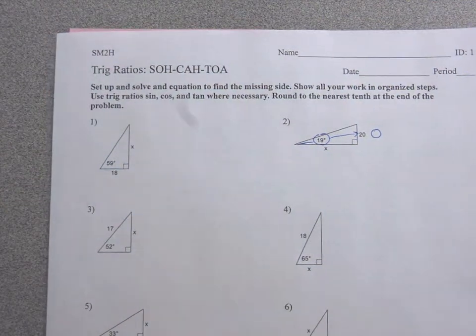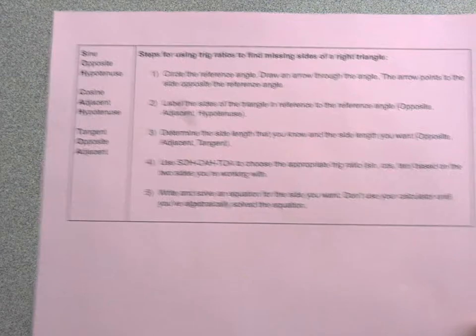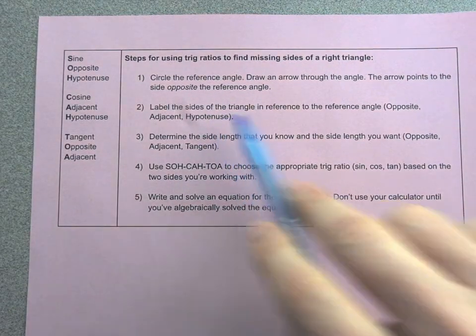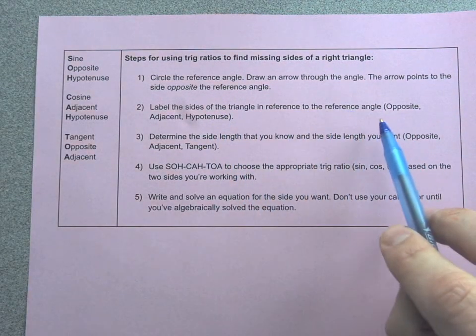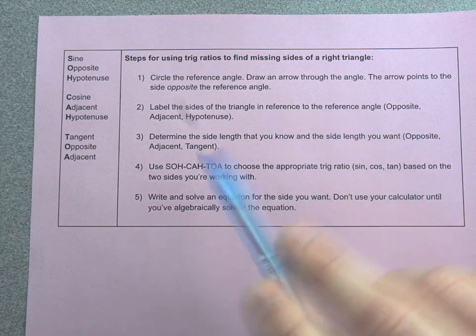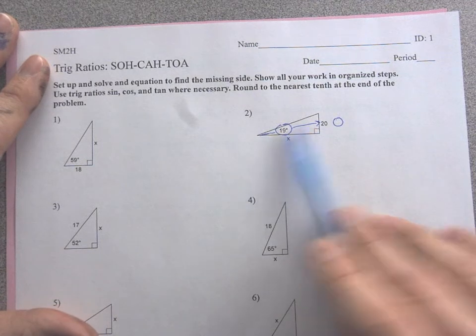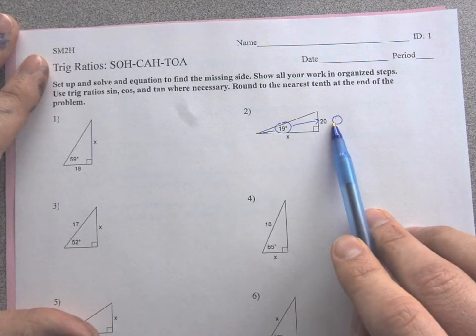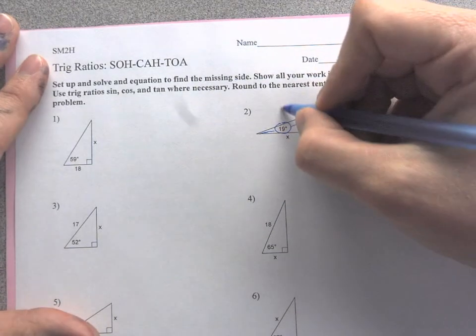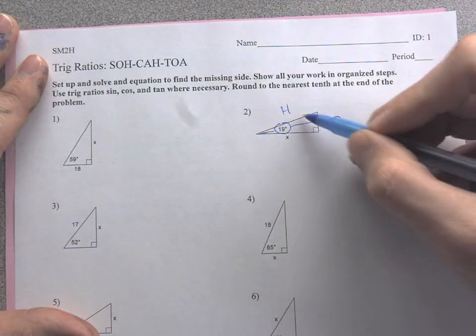Okay, I'm going to label it with an O. Okay, step 2. Label the sides of the triangle in reference to that reference angle. We already started that. Opposite, adjacent, and hypotenuse. Okay? So if this is the angle, the reference angle that we're talking about, this is the side opposite to it. Okay? This guy here is the hypotenuse because it's across from the right angle.